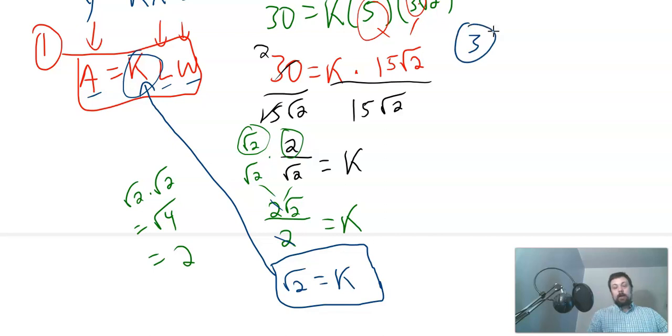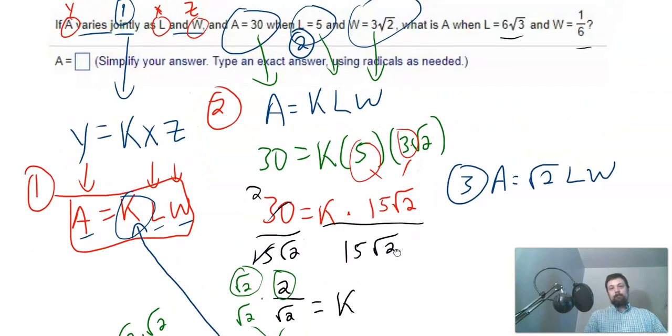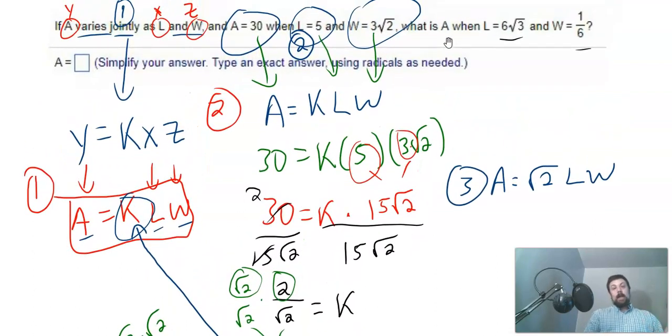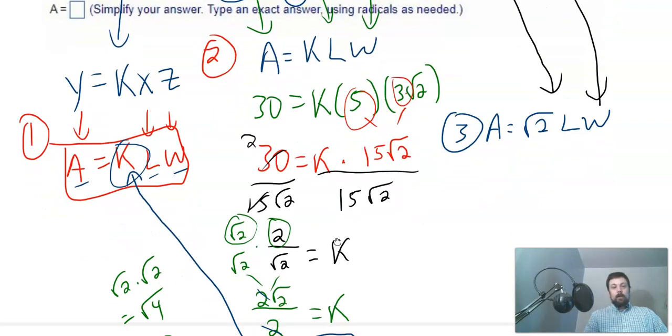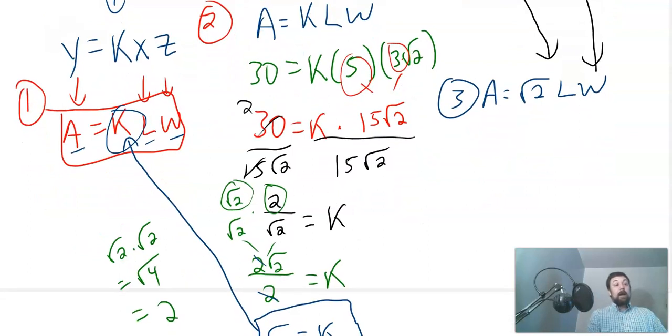So for step 3, we have A equals, instead of k, we're going to have square root of 2 times L times W. And now I'm ready to answer a question about this problem. And the question is, what is A when L equals 6 square root of 3 and W equals 1/6? So we're going to take these numbers and plug them in for L and W, and then simplify to find what A is equal to.